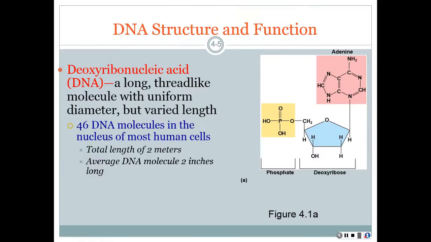All right, so let us look at the DNA structure as a whole. Basically, what does it look like? What is it composed of? Well, it's a long thread-like molecule with uniform diameter, but it varies in length. We have about 46 DNA molecules in the nucleus of most human cells. The total length is approximately 2 meters, and the average DNA molecule is 2 inches in length.